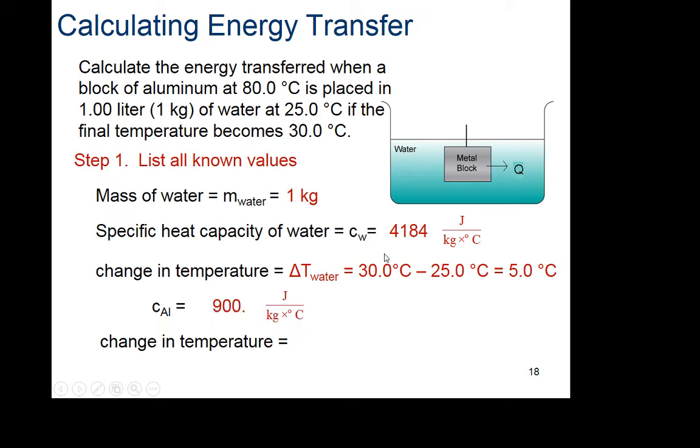The specific heat of aluminum is only 900, so the specific heat of water is way higher than that of aluminum. It's at least 4 times higher. And then the change in temperature for our metal block: the metal block started off at 80 degrees, and it's going to go to 30 degrees, because that's our final temperature for everything. So everything's going to be 30 degrees. So it changed 50 degrees. So this is some of the stuff that we know.